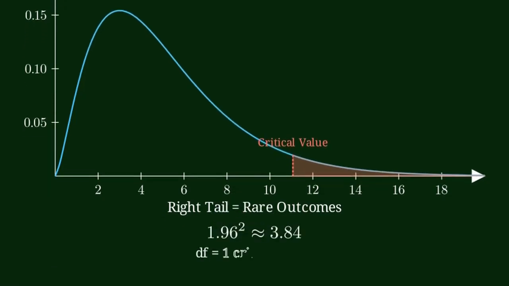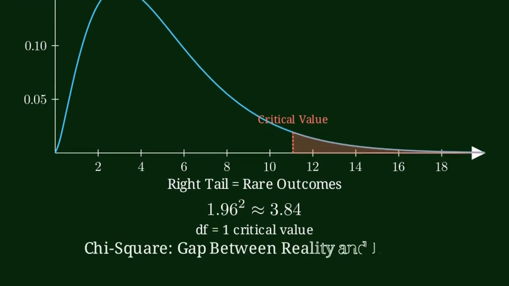Is this like the 2 sigma rule? Yes, the logic is similar. Both keep the outer 5%. But the chi-square cutoff depends on degrees of freedom. 1 degree of freedom equals 1. The critical value is 3.84, which is 1.96 squared.